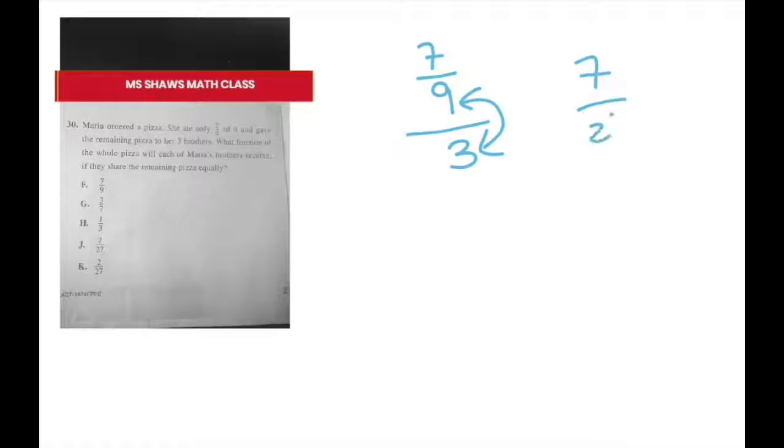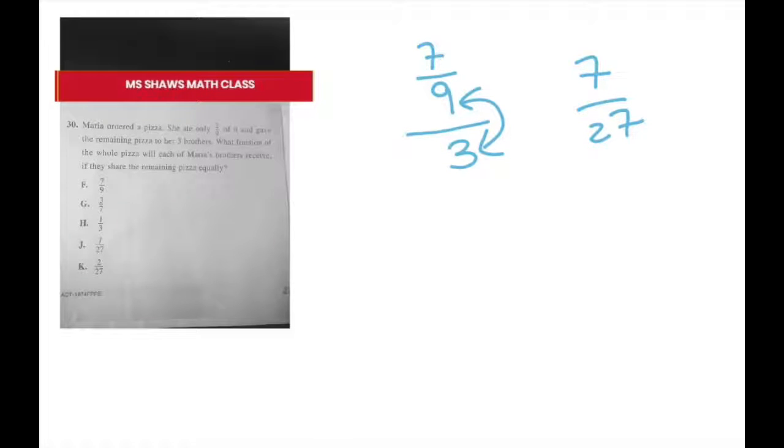Okay, the next one is Maria ordered a pizza. She only ate 2/3. So not 2/3, 2/9. So that means she had 7/9 left. And she gave the remaining pizza to her 3 brothers. What fraction of the whole pizza will each of Maria's brothers receive if they share? So it's 3 brothers. You divide this by 3. And all you do is multiply those two and you get 7/27.